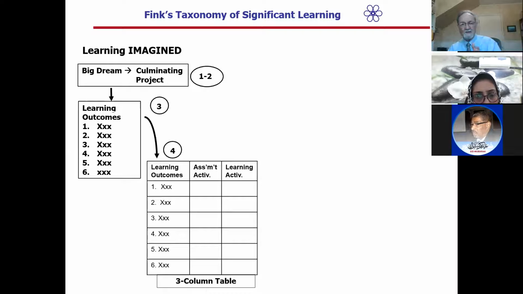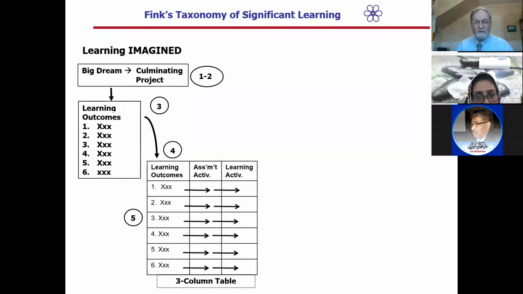Then next step, you take each of those learning outcomes one at a time, and this is step number 5. Then for each one, you work horizontally across that table. For the foundational knowledge, you ask, how would I know if students had achieved the necessary foundational knowledge, and how would they learn it? For the application, how would I assess it? How would they learn it? For the integration, how would they assess it? How would they learn it? And so forth. And you want to make sure you have specific activities for each one of those.